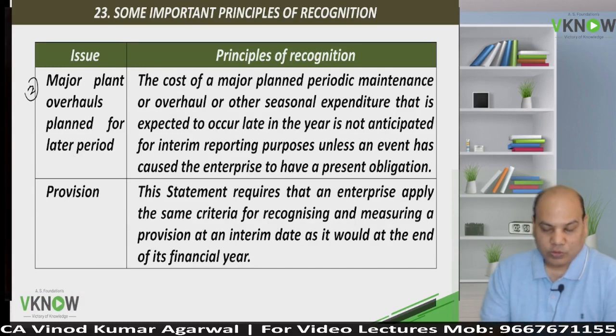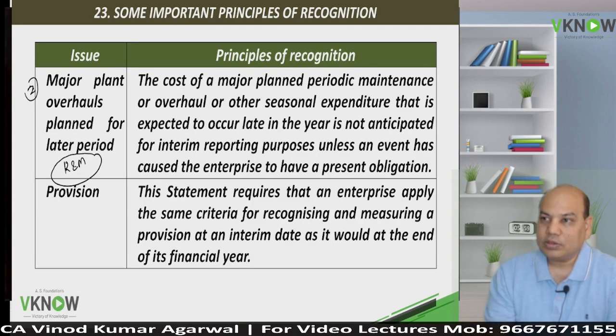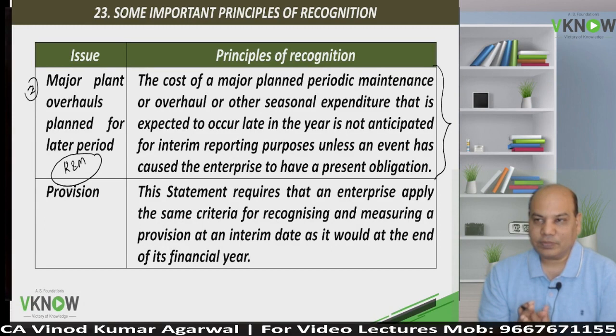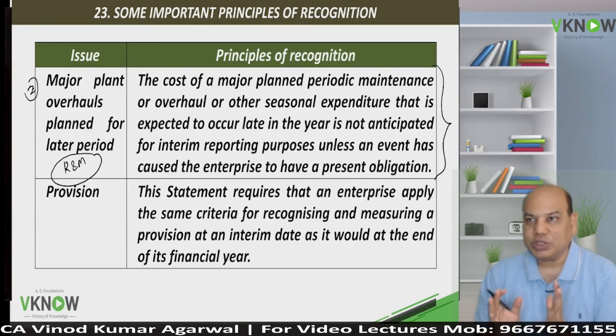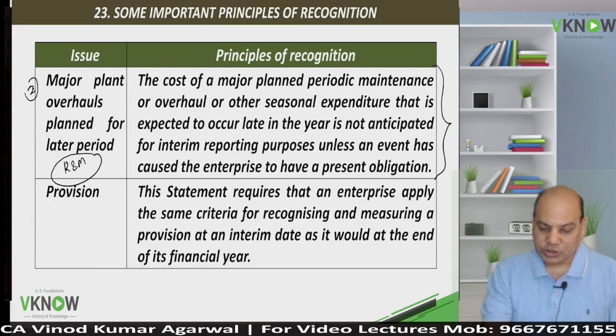Major planned overhauls, meaning major repairs and maintenance, will take place at the end of the year, in the future part of the year, not in the current quarter but in the subsequent quarter. Some companies undergo major repairs and maintenance towards the end of the year. Question is, should we make provision for planned repairs and maintenance? Planned means which will take place in future. The answer is no. No provision is required.